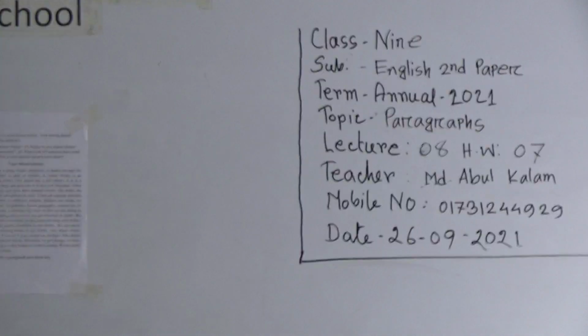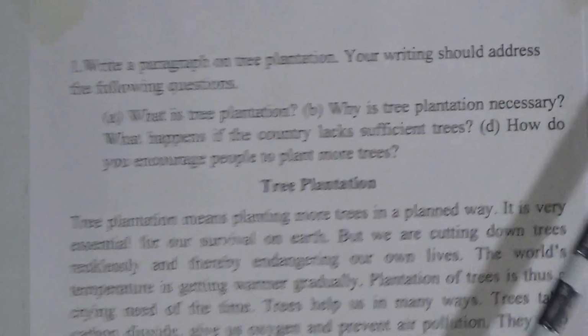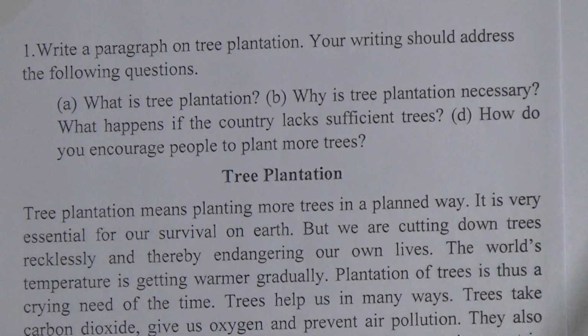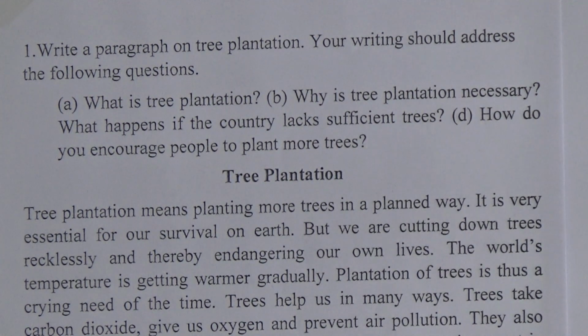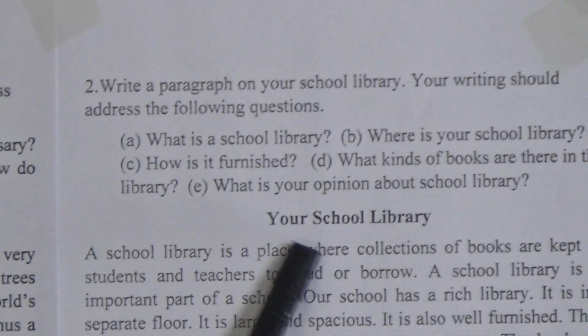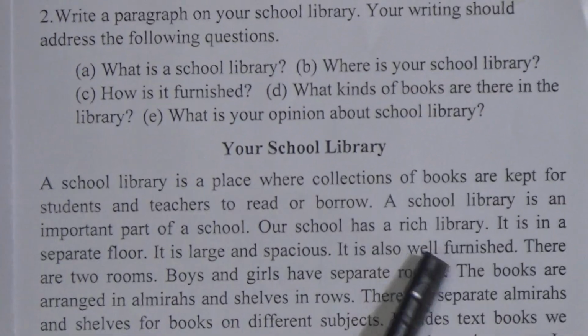So they are the students of class 9. So look here, paragraph number 1 and 2. In paragraph number 1 the topic is tree plantation, and paragraph number 2 is your school library. But whenever you write as students, you will write my school library or our school library.